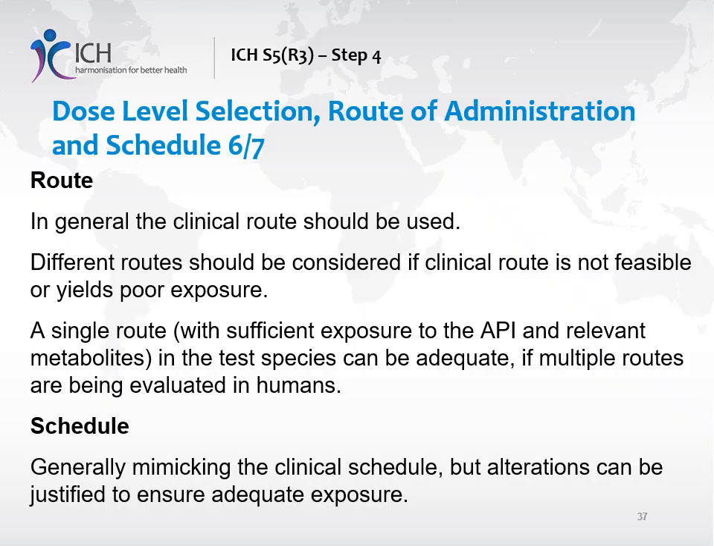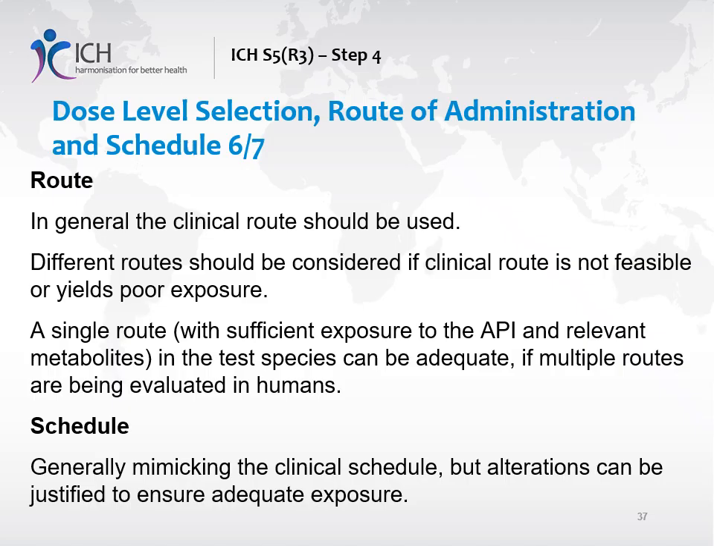Route. In general, the route of administration should be the clinical route. If, however, sufficient exposure cannot be achieved using the clinical route or the clinical route is not feasible, a different route should be considered. When multiple routes of administration are being evaluated in humans, a single route in the test species can be adequate, provided that sufficient systemic exposure is achieved, compared to that of all clinical routes, and that there is adequate coverage for the metabolites.